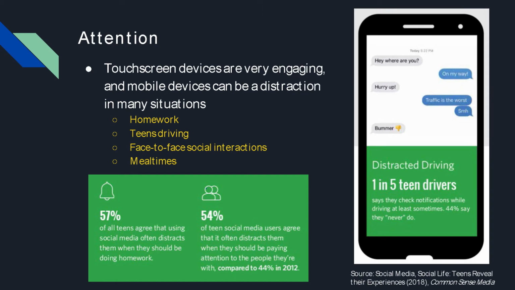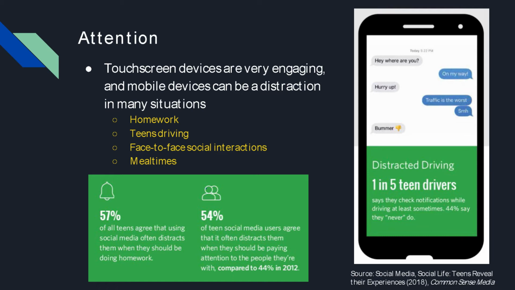Attention. So we know that touchscreen devices are very engaging, and they can definitely be a huge distraction in many situations. I think we've all experienced this. But for kids, I think the big concerns are distractions during homework, teens driving, face-to-face social interactions, and even at meal times, kids might not be paying as much attention to their hunger and fullness cues and might overeat if they're distracted by their device, or they might undereat if they're too distracted to actually pick up their fork and eat.